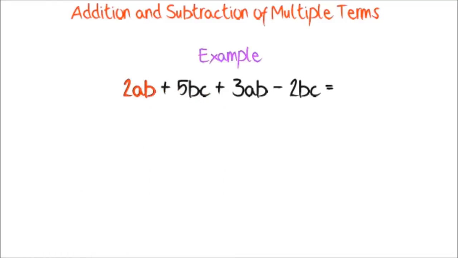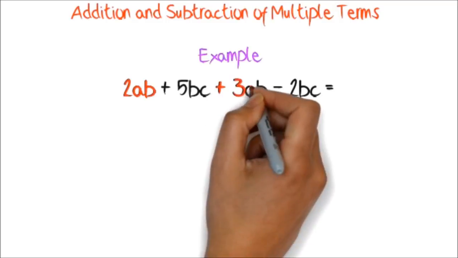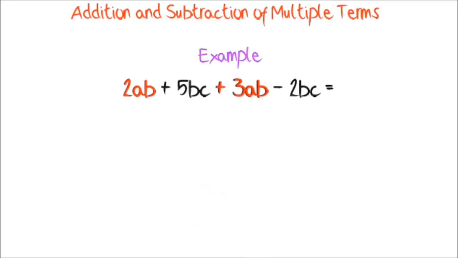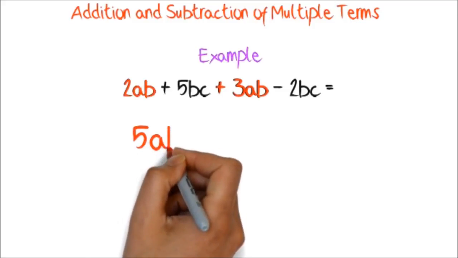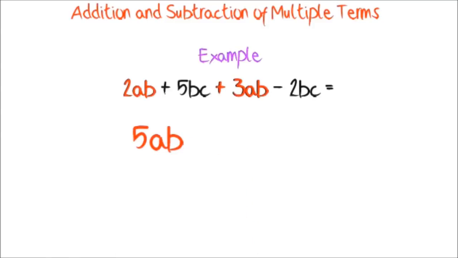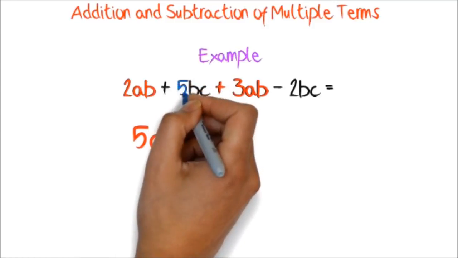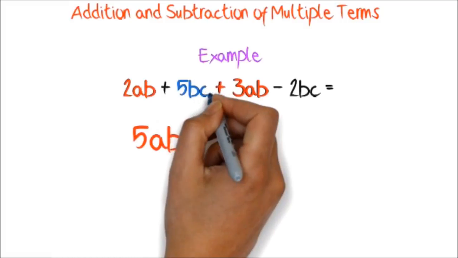2ab, and find out if there are other terms with the same letters after it. We notice we have 3ab, so we can add 2ab and 3ab to get 5ab. Next, we pick the 5bc.